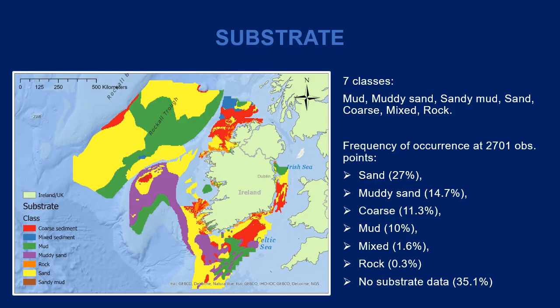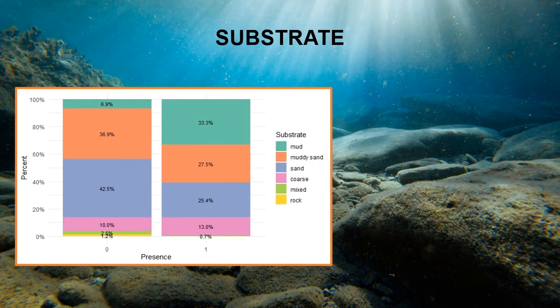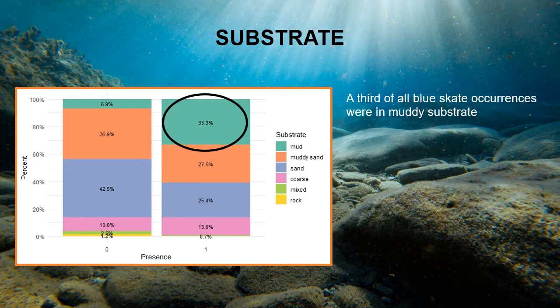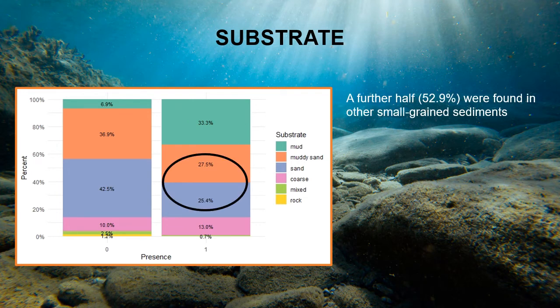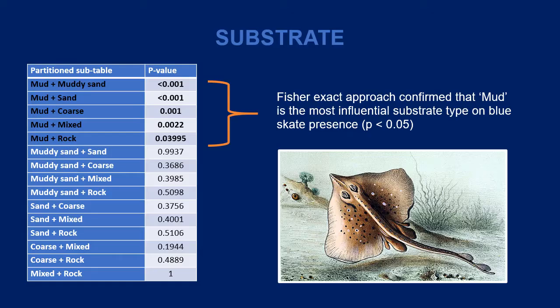When looking at substrate composition, the most common sediments were sand and muddy sand. However, data was not available for 35% of the study area. Of the area studied, most skate occurrences were in mud, followed by other small grain sediments, and least likely in rocky areas. Further analysis confirmed that mud was the influential substrate type on skate presence.